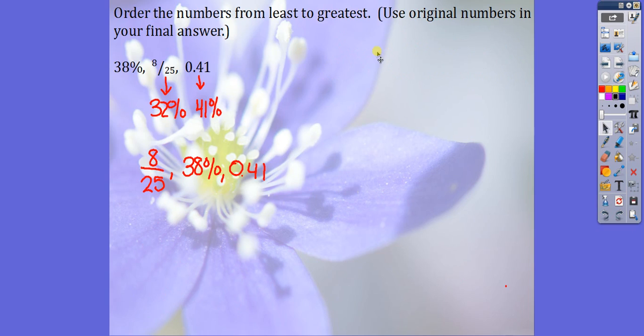And then the last problem type was you were going to be given a set of 3 or 4 numbers, all in different formats, and asked to put them in order from least to greatest. Again, we need to put them all in the same format. I chose percent. But when you write your final answer, you need to write them using the original numbers. The percentages aren't the numbers that were given to you. That's the tool you're using to get them in order. Use the fractions, use the decimals, put them in order that way. That's how you get the correct answer.